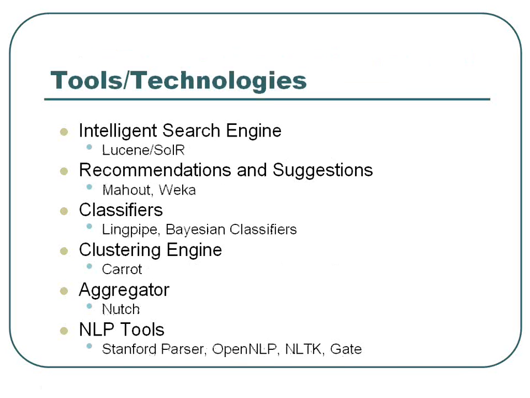Here I'll discuss a few technologies per function. They depend on your domain. You can use others also, but I will discuss a few of the open source technologies. For an intelligent search engine, you can use Lucene Solr backed with certain plugins. For recommendations and suggestions, you can use Apache Mahout and Weka toolkit. That is a very good toolkit for implementing machine learning algorithms.